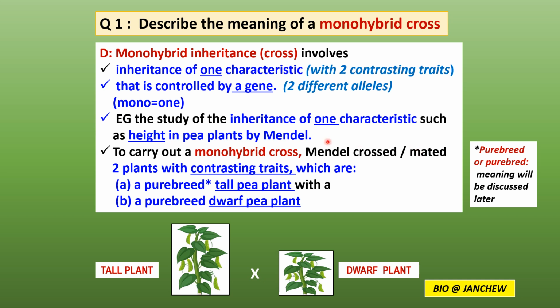Now this word pure breed, it is from the textbook, but if it's an adjective, it should be purebred pea plant, all right? But we go along with the textbook because it uses the word purebred. A purebred is a noun by itself. So the adjective is purebred. Now let's find out how Mendel crossed or mated the two plants with contrasting traits in the next slide.